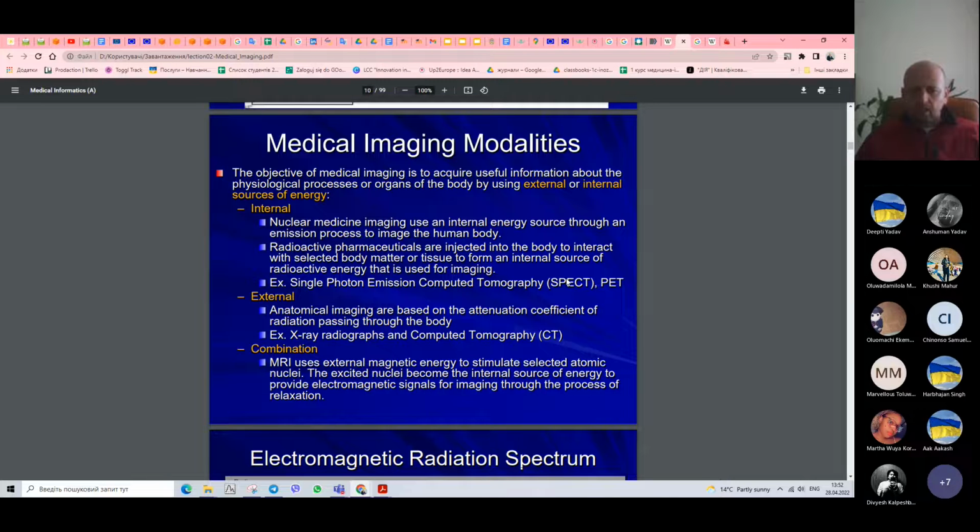For external, the anatomical imaging is based on the attenuation coefficient of radiation passing through the body: X-ray, radiographs, and computed tomography. And next, MRI. The combination uses external magnetic energy to stimulate selected atomic nuclei. The excited nucleus becomes the internal source of energy to provide an electromagnetic signal for imaging through the process of relaxation.